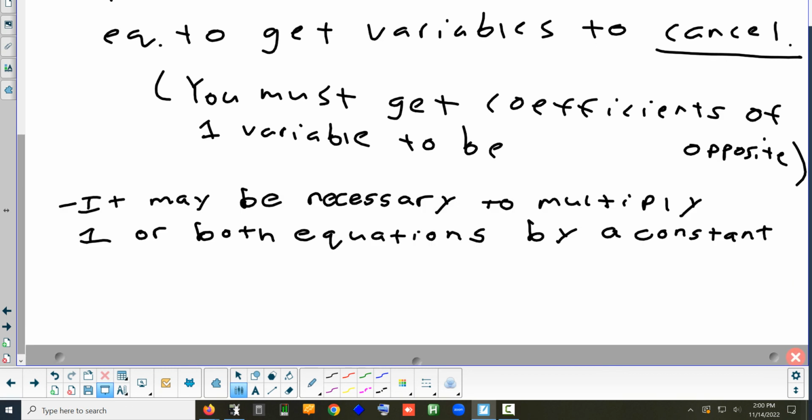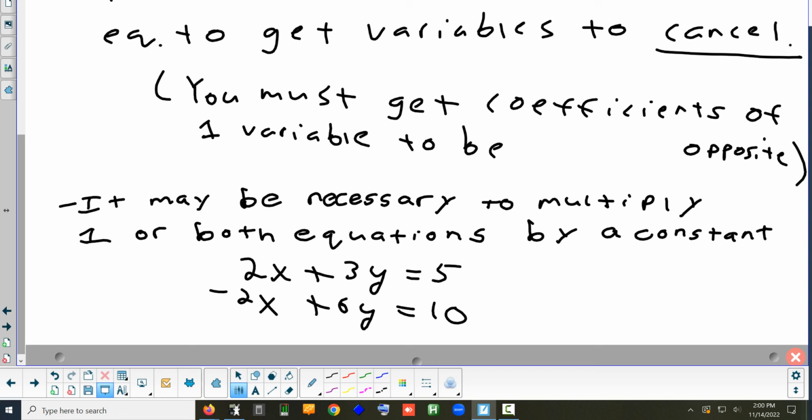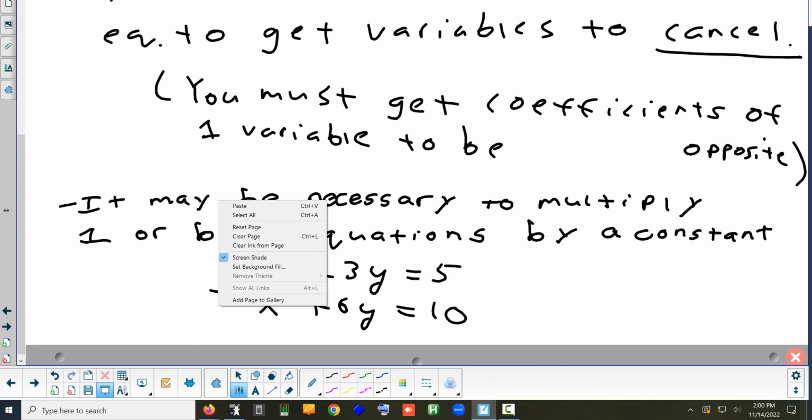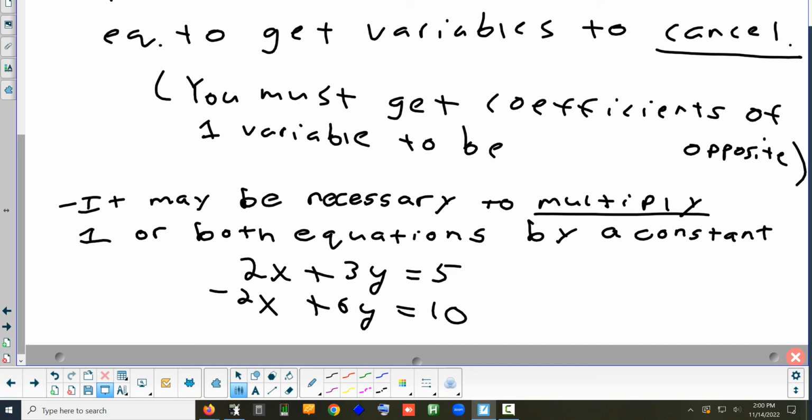Now, sometimes you might have equations that you could just add together and it just cancels out for you. Like 2x plus 3y equals 5, and negative 2x plus 6y equals 10. Well, if you just add those the way they are, positive 2x, negative 2x cancels out. You don't have to multiply by anything in that case. But sometimes you might have to.